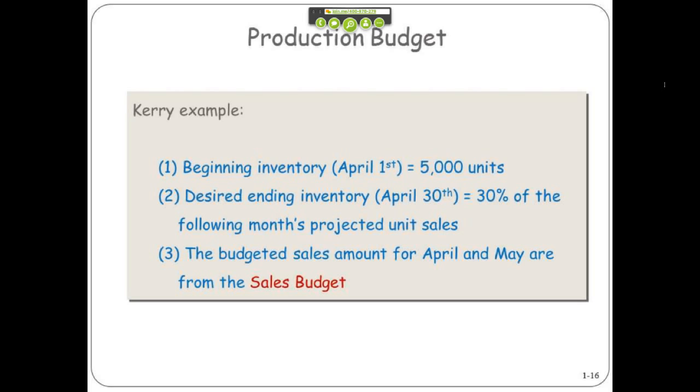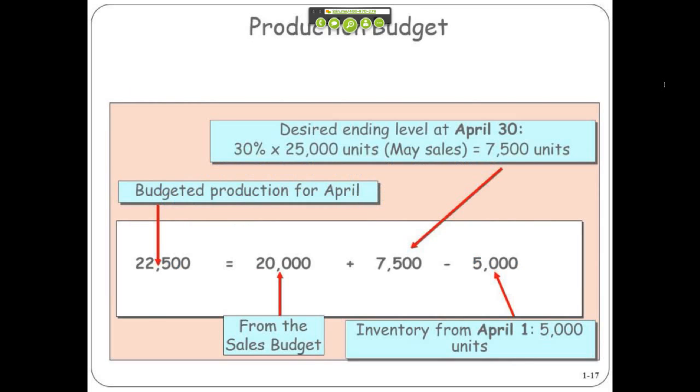And then the sales budget for April for Kerry Industries was 20,000 units. So this says they need to produce 22,500 units. The 20,000 units they expect to sell in April.